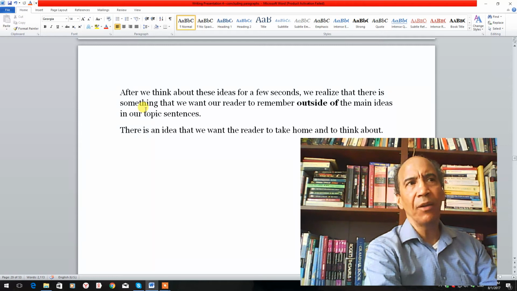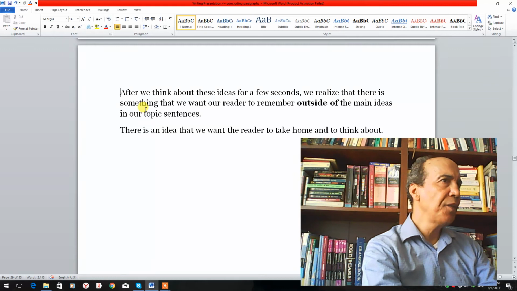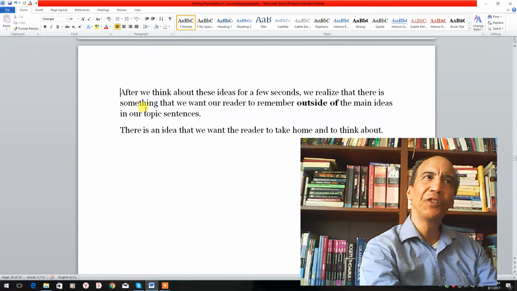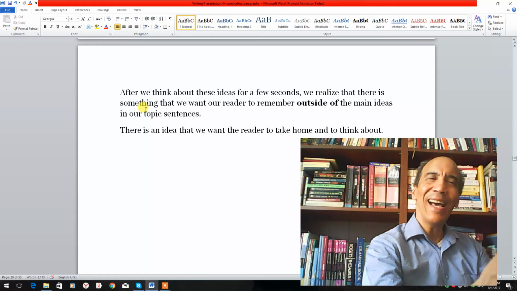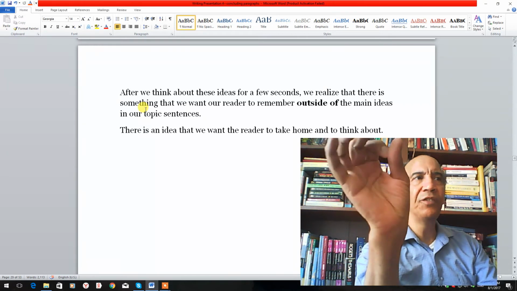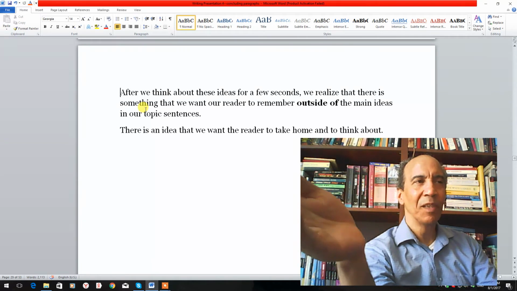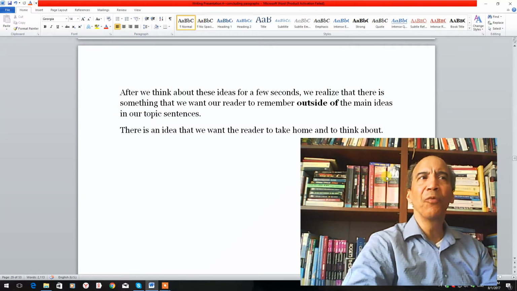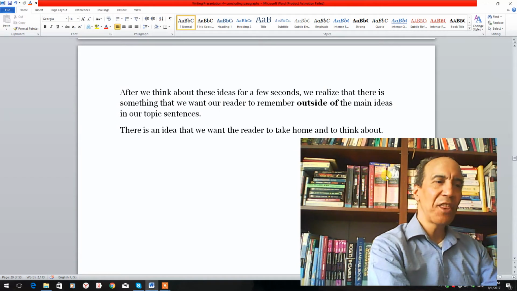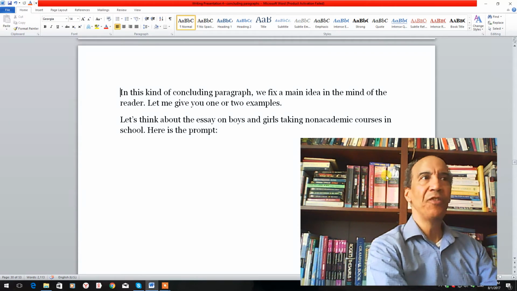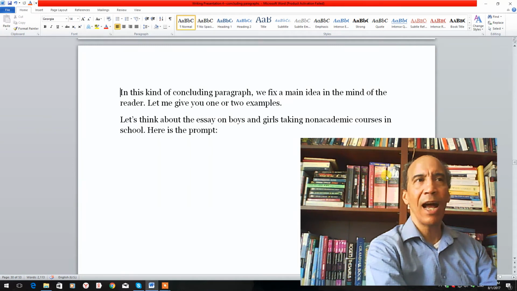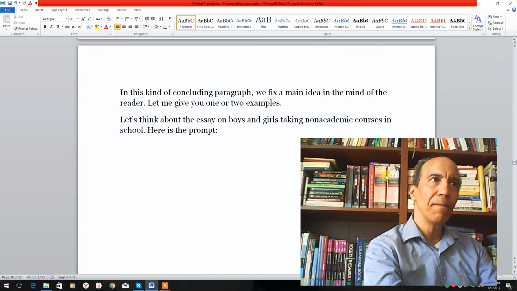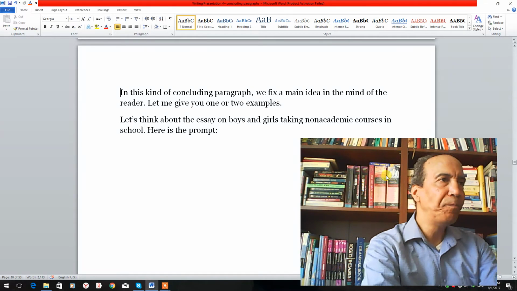After we think about these ideas for a few seconds, we realize that there is something that we want our readers to remember outside of the main ideas in our topic sentences. There's something bigger at stake. There is an idea that we want the reader to take home and to think about. In this kind of concluding paragraph, we fix a main idea in the mind of the reader. Let me give you one or two examples.